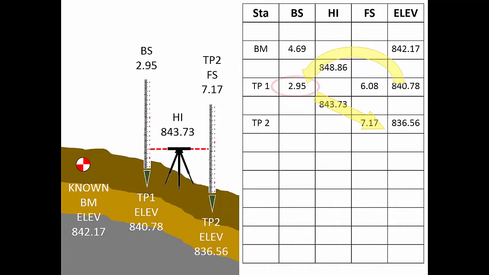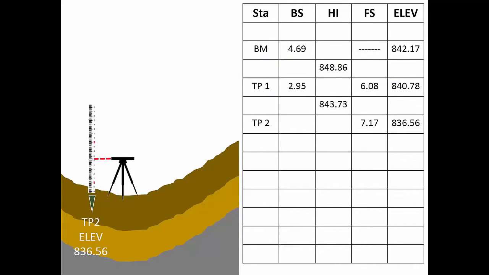Plus, the location of any number within the grid identifies that number. For instance, we know that this reading was a backsight on turning point 1. Why? Because it is in the backsight column on the turning point 1 row. This HI corresponds to the setup between the benchmark and turning point 1.